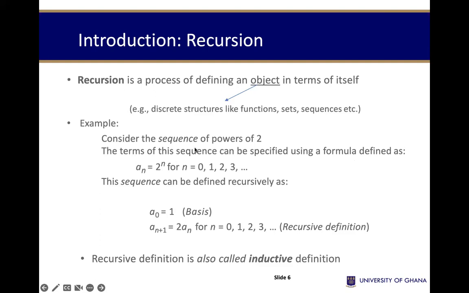So let's look at a simple example. We want to consider the sequence of powers of 2. Now, the powers of 2 basically will be dealing with 2 to the power 0, 2 to the power 1, 2 to the power 2, 2 to the power 3, all the way to 2 to the power infinity. So the terms of this sequence can be specified using the formula a_n equals 2 raised to the power n, where n equals 0, 1, 2, 3, all the way to infinity.